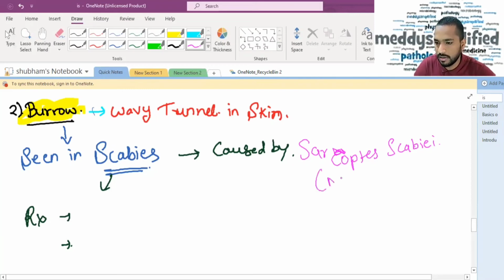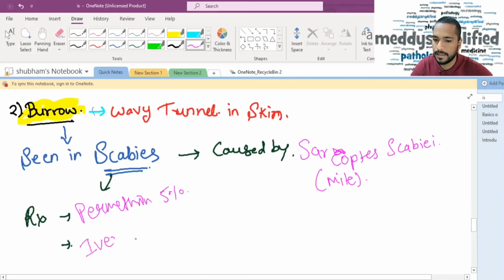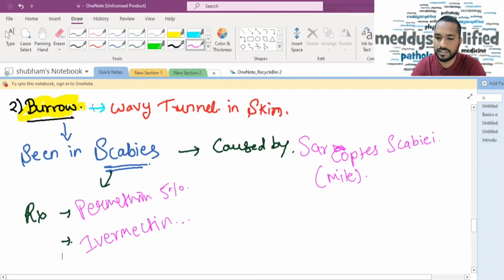It is a mite. To treat scabies, we usually use permethrin lotion 5%, which is topical, or we can use ivermectin orally. So this was about the burrow, which is a wavy tunnel seen in scabies, caused by a mite called Sarcoptes scabiei. And to treat scabies, we usually use permethrin lotion and ivermectin.